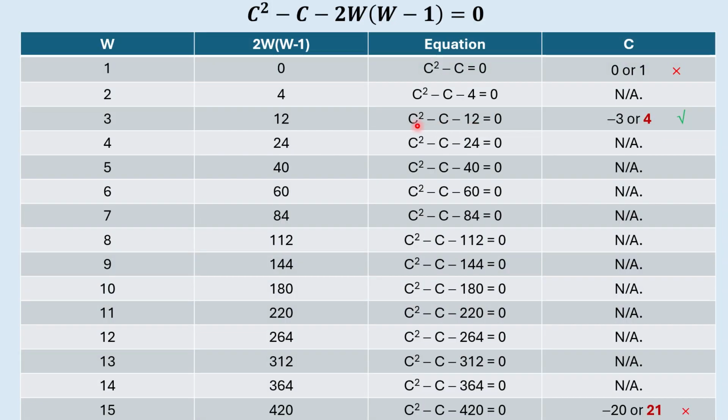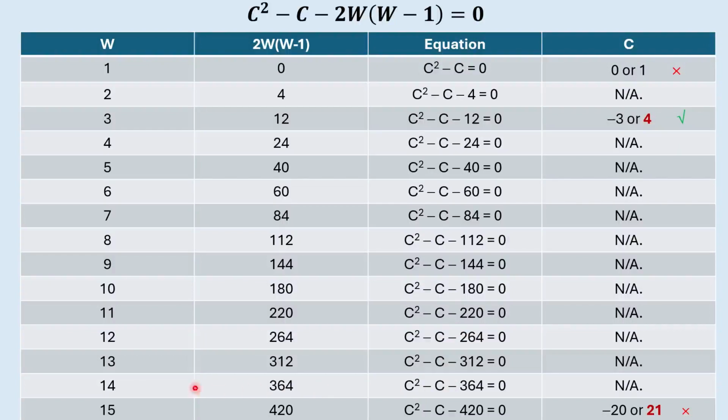Actually, in this format of the quadratic equation, C squared minus C minus a number is equal to 0, you can easily find the integer solutions by the factorization method. However, this number, just like 12, must be the product of two consecutive integer numbers, for example, 3 and 4. Actually, from this 24 until this 364, you will see all these numbers are not the product of two consecutive integer numbers. If you are really good at this calculation, it won't take you too long to find this out.